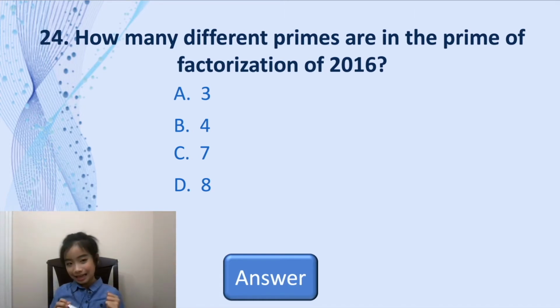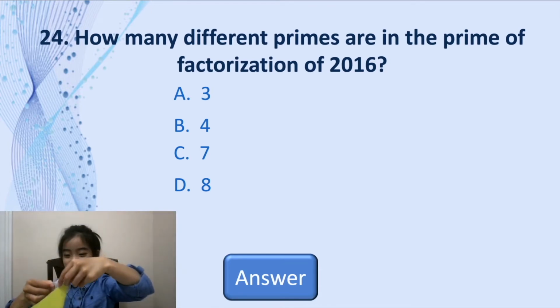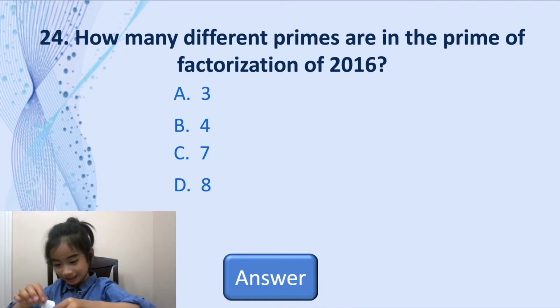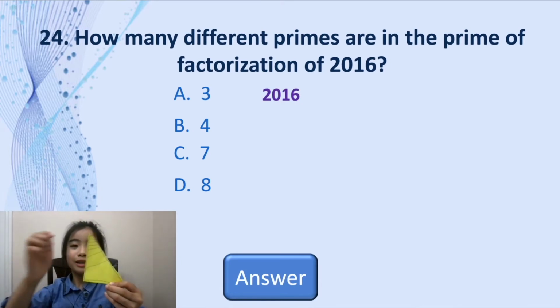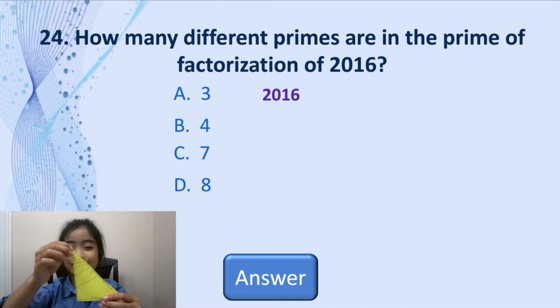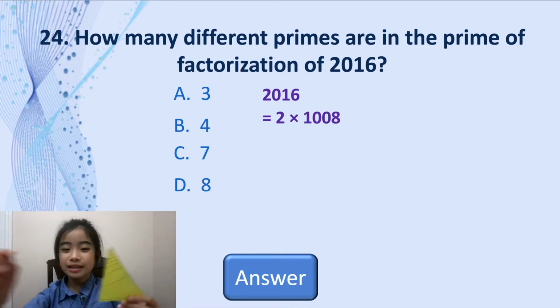So the next question is, how many different primes are in the prime factorization of 2016? Well, let's see. Right here, as you can see, the highest level is 2016. And we move on to the second level, and we get 2 times 1008.